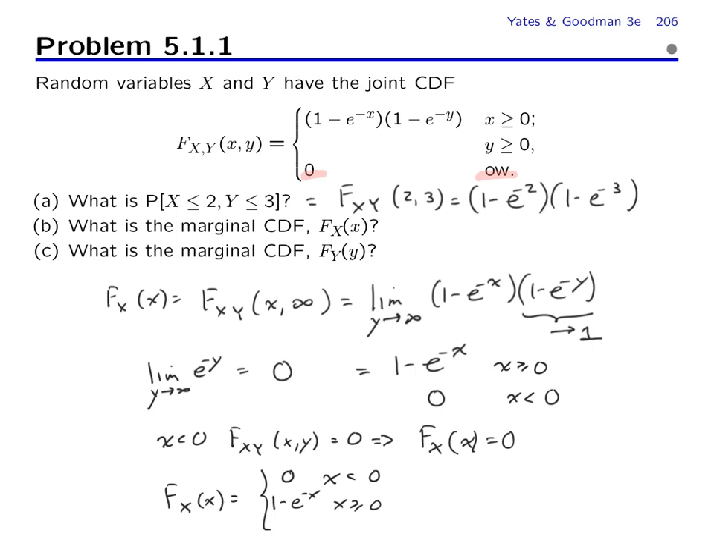And if you look, the situation with x and y is symmetric. You can repeat the same steps for the CDF of y. By symmetry, y has CDF F_Y of y, which is 0 for y less than 0, and 1 minus e to the minus y for y greater than or equal to 0.